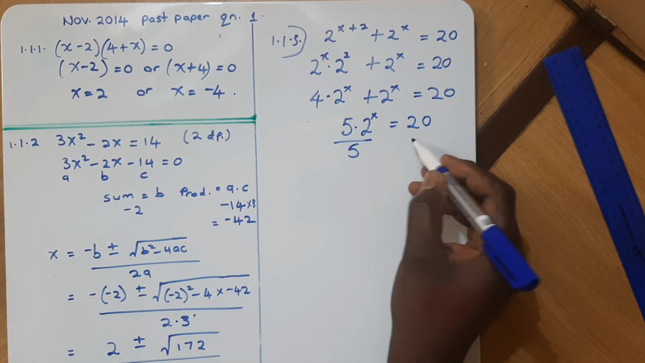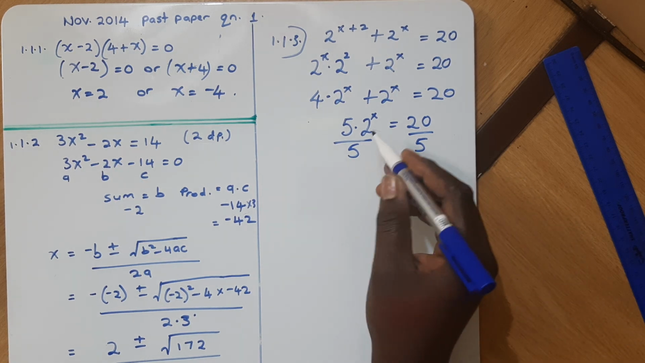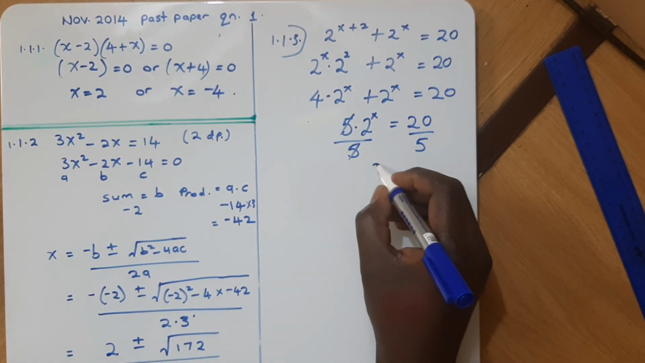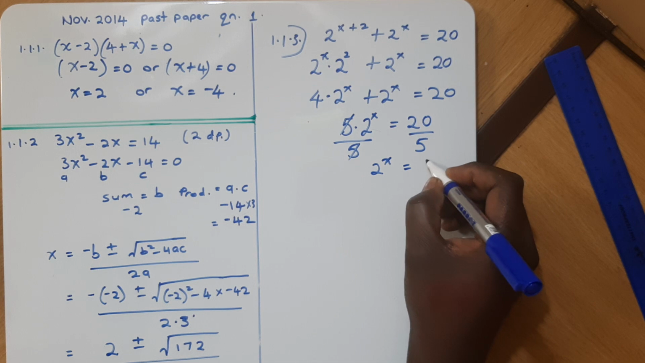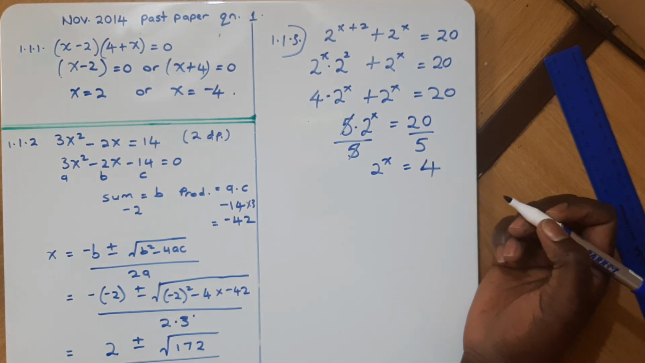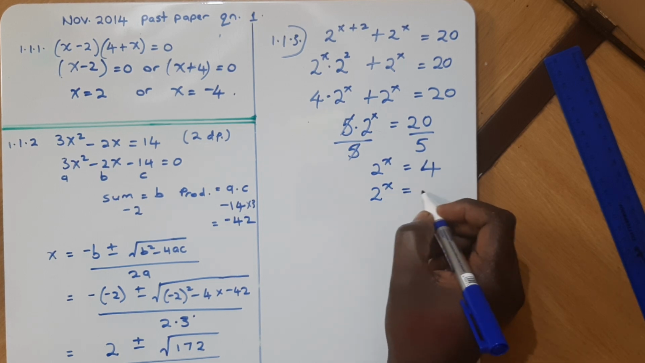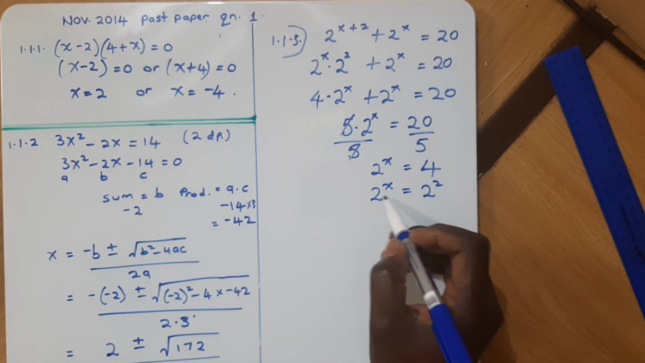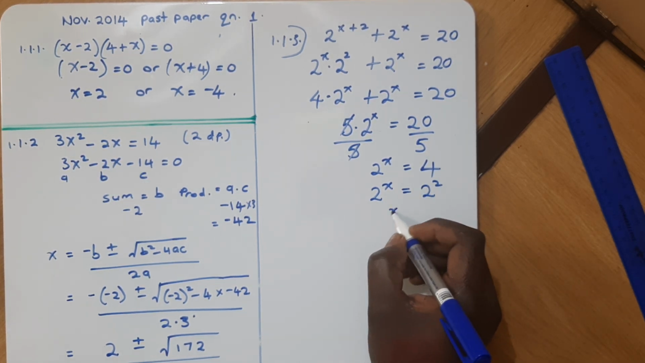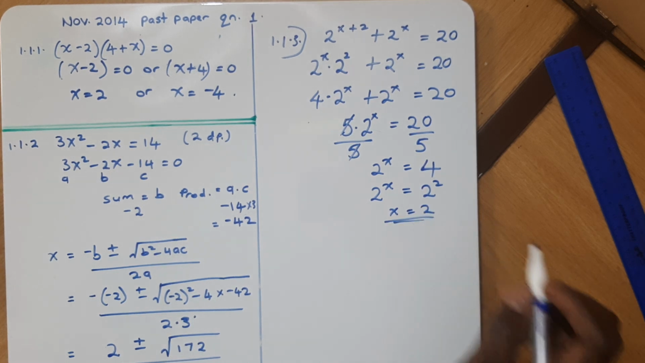We divide through by 5, and then these cancel out. And we have 2 to the power x equals 4. 4 can be written as 2 squared, so 2 to the x is equal to 2 squared. And then same base, so the powers are also equal. Okay?